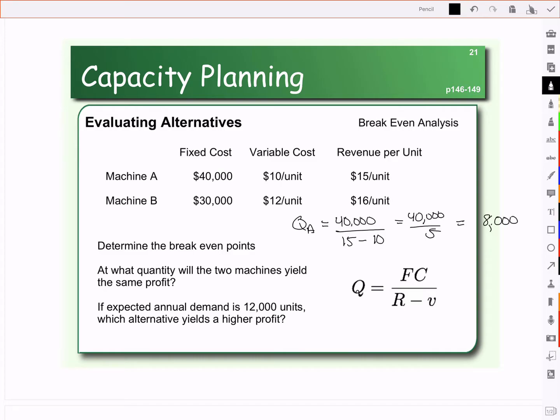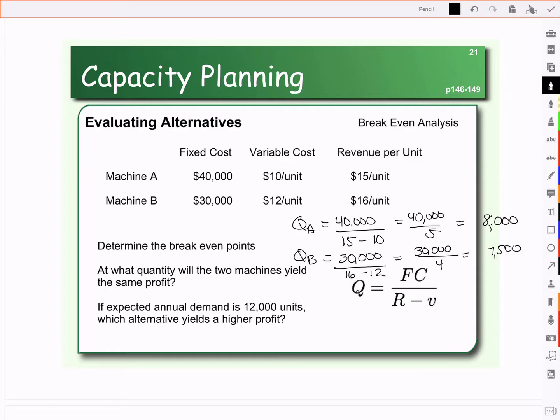Well, what about machine B? So to find the break-even for machine B, we need to take 30,000, divide by 16 minus 12. So that's 30,000 divided by 4. Now put that into a calculator. And we find that's 7,500. So with machine B, we would break even at a lower quantity than machine A.